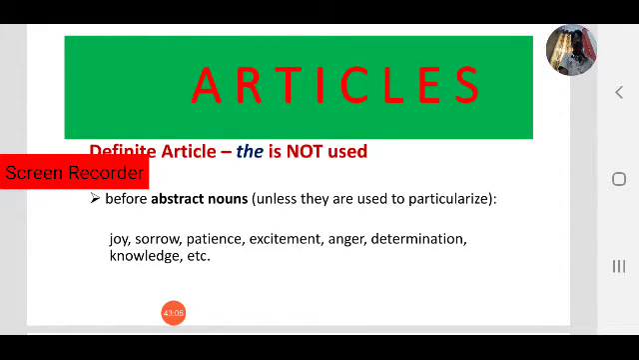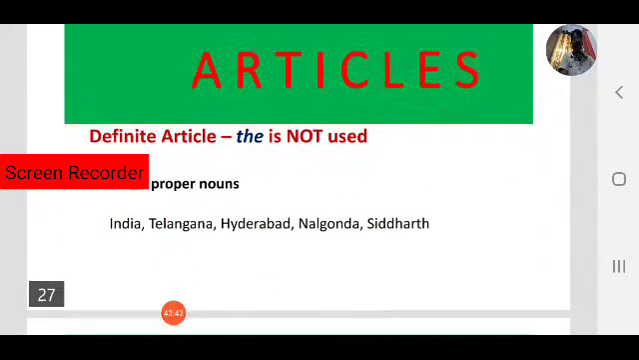This is one kind of noun. We have already discussed it in parts of speech. Abstract nouns are those which cannot be touched or smelled, which cannot be recognized by our senses. Joy, we cannot touch, smell, taste, see or hear, but we can only feel. Joy, sorrow, patience, excitement, anger, determination, knowledge, etc. These are all called abstract nouns. Before abstract nouns, we need not use the definite article the.